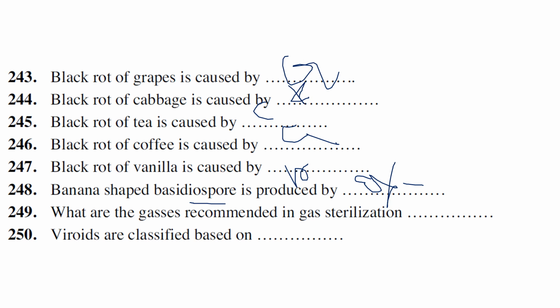Then what are the gases recommended for gas sterilization? Generally formaldehyde, ethylene oxide, and propylene oxide can be recommended. Viroids are classified based on the CCR, the central conserved region, which is the prime basis for classification of viroids. These viroids are actually in two groups: Avsunviroidae and Pospiviroidae. Both are classified based on this CCR, central conserved region.